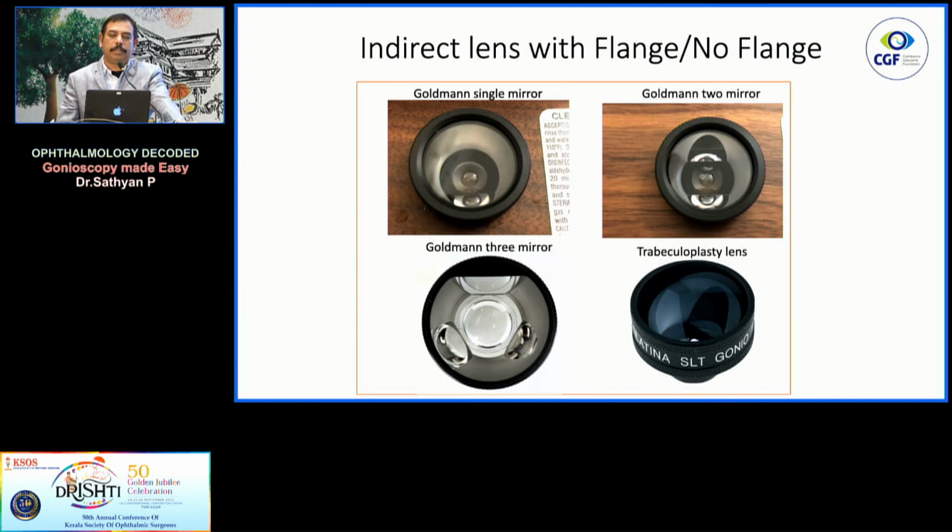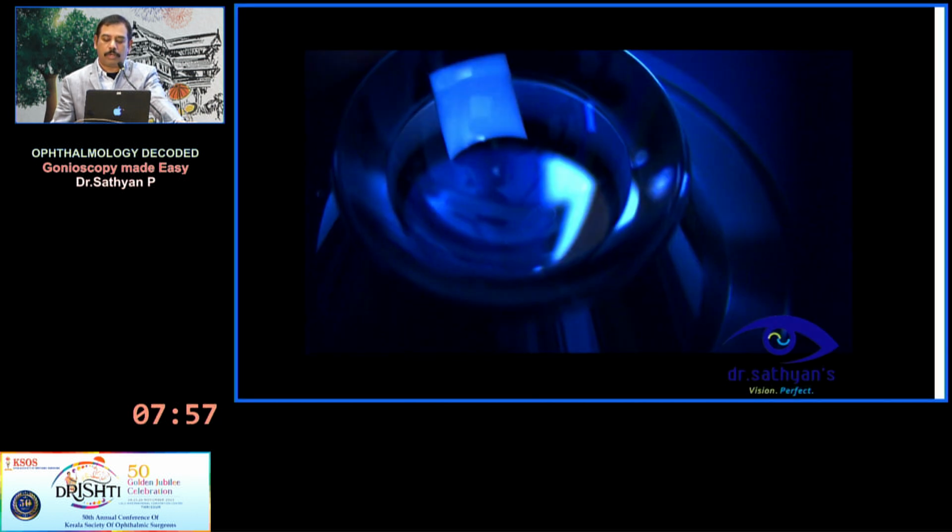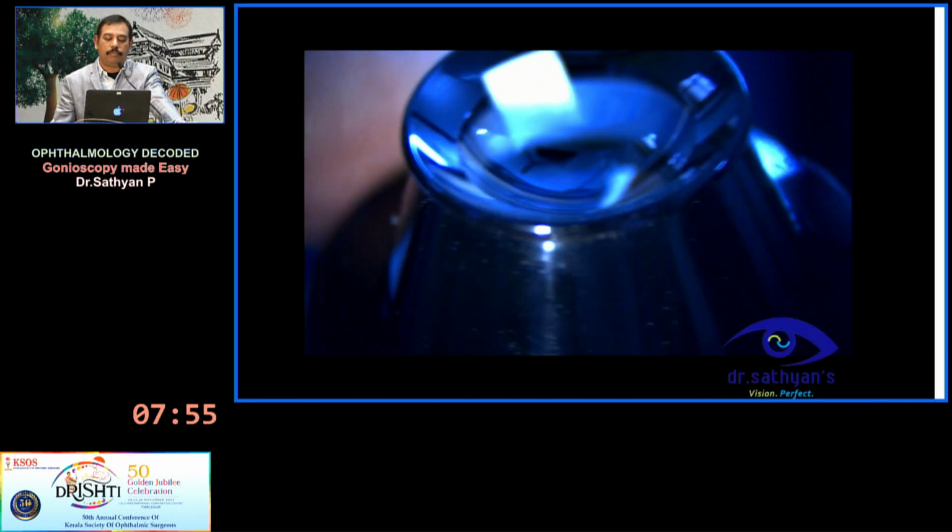So in the indirect method, there are different types of lenses available. One is with the flange, the other is without the flange. So what is this all about? The one with the flange, you need to use the coupling solution, the viscoelastic solution, as the radius of the curvature of the lens is smaller than the radius of the curvature of the cornea. So you have to use this viscoelastic solution.